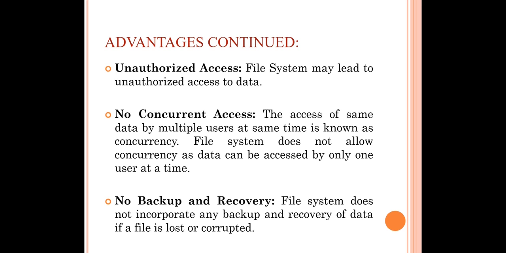Next point is no concurrent access. The access of the same data by multiple users at the same time is known as concurrency. File system does not show or allow concurrency as the data is accessed by only one user at a time. But in case of DBMS, the same data can be used by multiple users at the same time. It is known as concurrent access of the data.